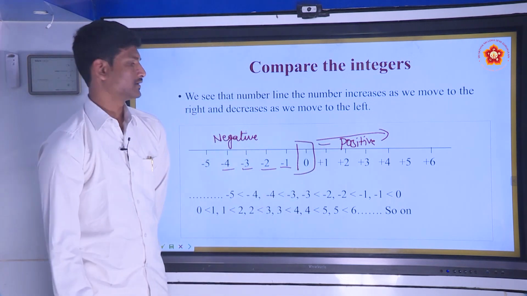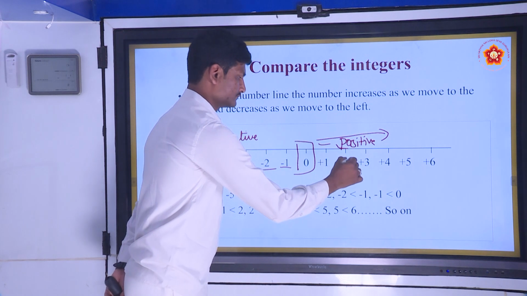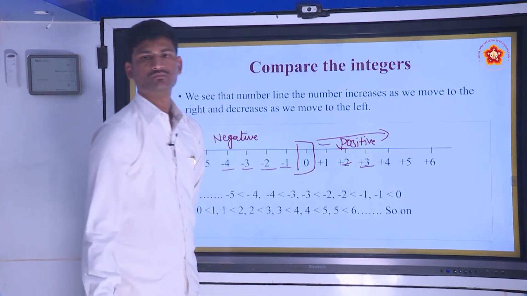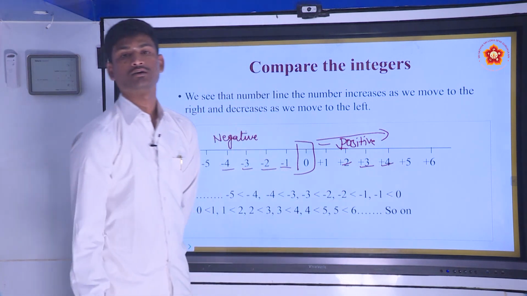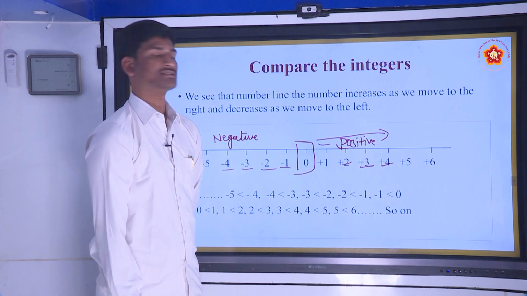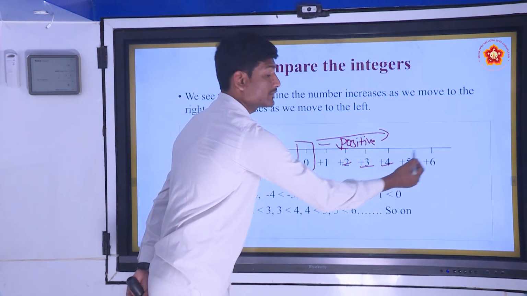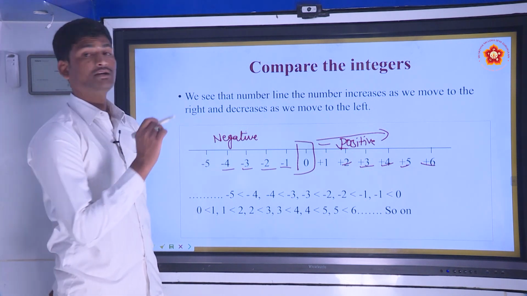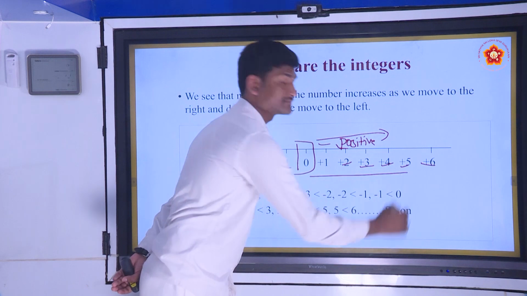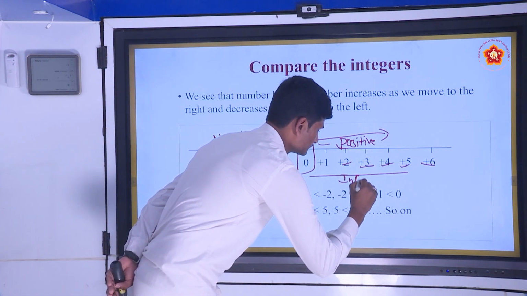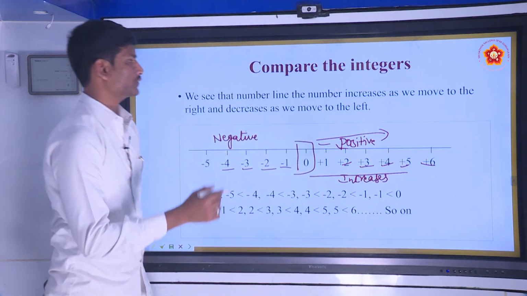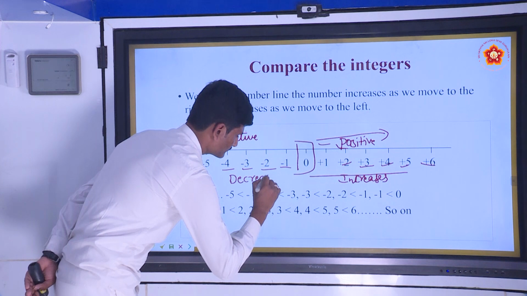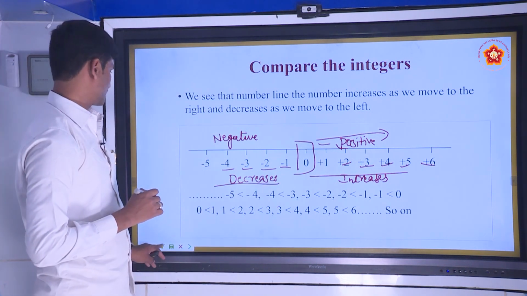Right? And 1 and 2. Which is greater? 2 is greater. And 2 and 3. Which is greater? 3 is greater. 3 and 4. Which one is greater? 4 is greater. And also 4 and 5. Which one is greater? 5 is greater. And also 5 and 6. Which number is greater? The number 6 is greater. Because we move right of the 0, the value increases. We move left from the 0, the value decreases. Right?